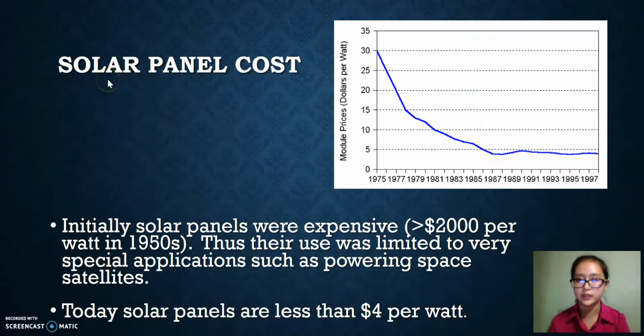So if you're planning to buy a solar panel, you must expect that it is expensive. Initially, solar panels were expensive, greater than $2,000 per watt in the 1950s. Thus, their use was limited to very special applications such as powering space satellites. However, today, solar panels are less than $4 per watt.